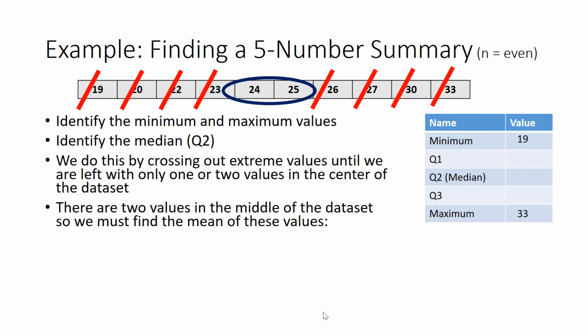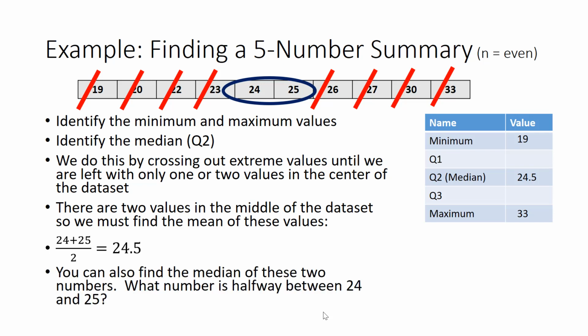Notice here, we actually have 2 numbers in the middle, not just 1. So we can do 2 things. One is that we can find the mean of these 2 numbers by adding them together and dividing by 2. Doing that gives us 24.5. Another equally valid way is to find the median, or the middle number, halfway between 24 and 25. As you can see, halfway between 24 and 25 is also 24.5.